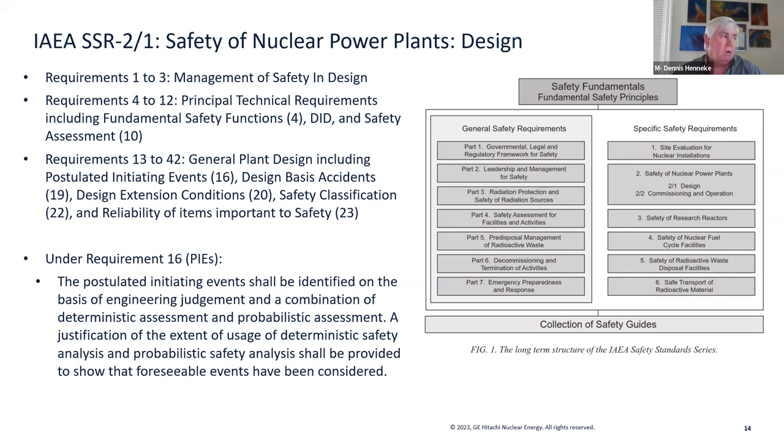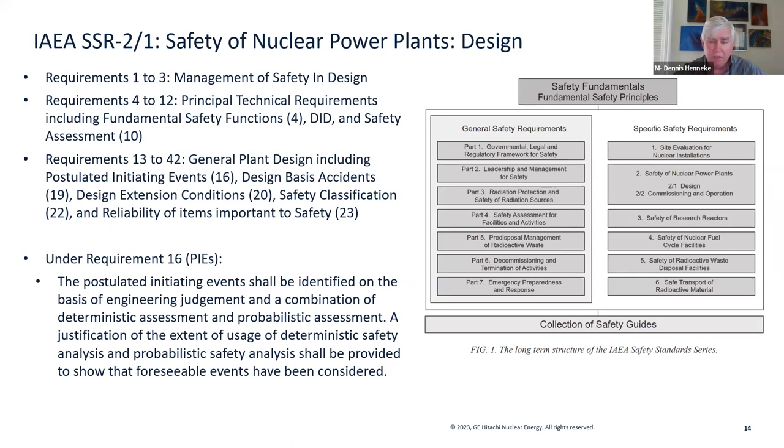And then from there, requirements 13 through 42 provide the general plant design requirements, including a requirement to develop a list of postulated initiating events, which is requirement 16, the analysis of design basis accidents, the analysis of design extension conditions, a requirement to perform safety classification, and then the evaluation and verification of reliability of items important to safety. And all of those requirements are part of the safety case.